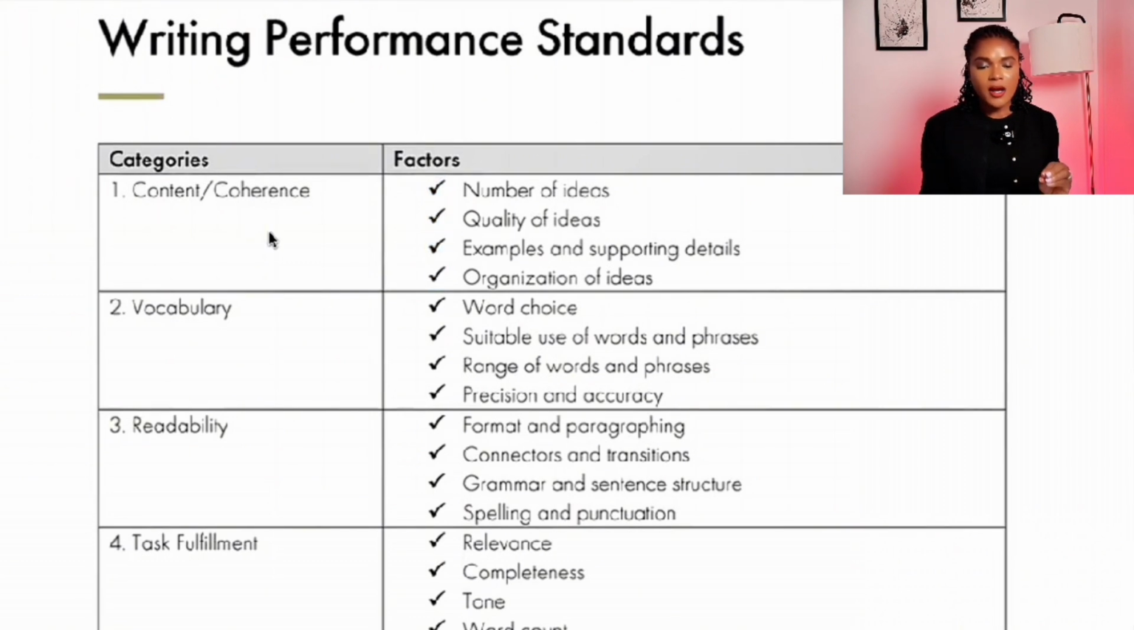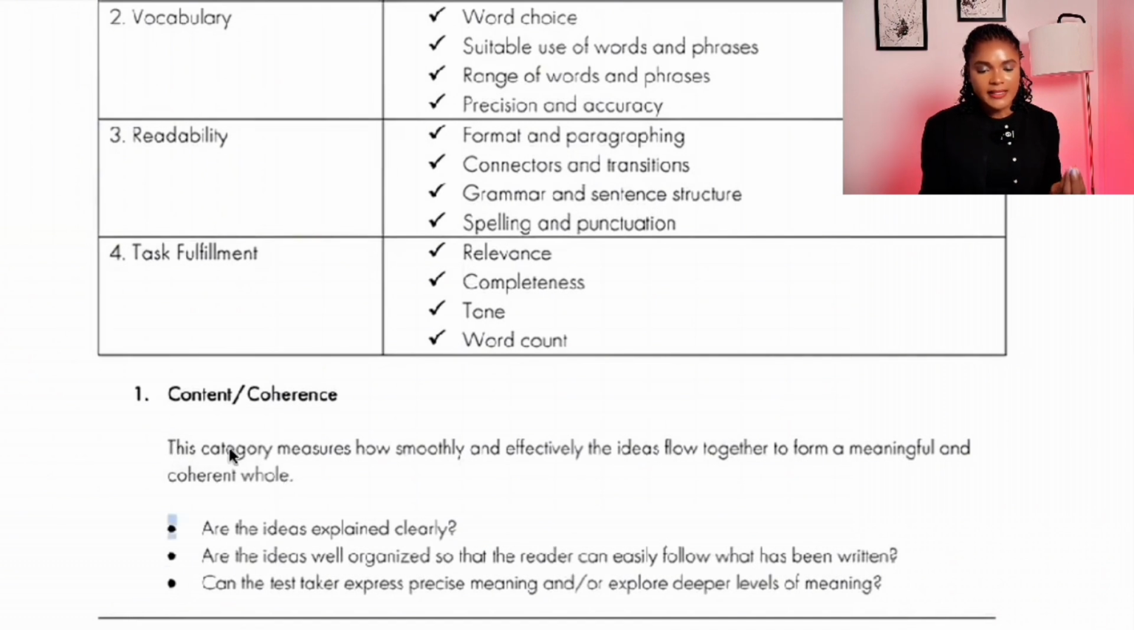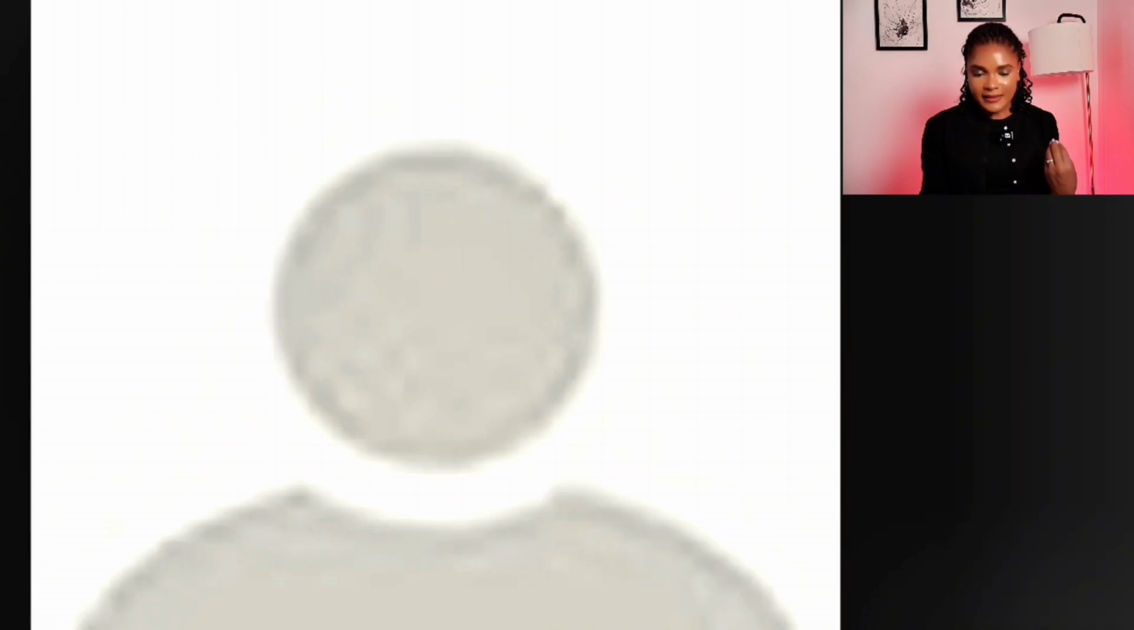The first factor under content and coherence is number of ideas. But before that, what are the raters looking for under this category? Here it says, this category measures how smoothly and effectively the ideas flow together to form a meaningful and coherent whole. What does this mean? The raters are determining how well your ideas are organized and developed. That is all the raters are looking at: how well your ideas are organized and developed.